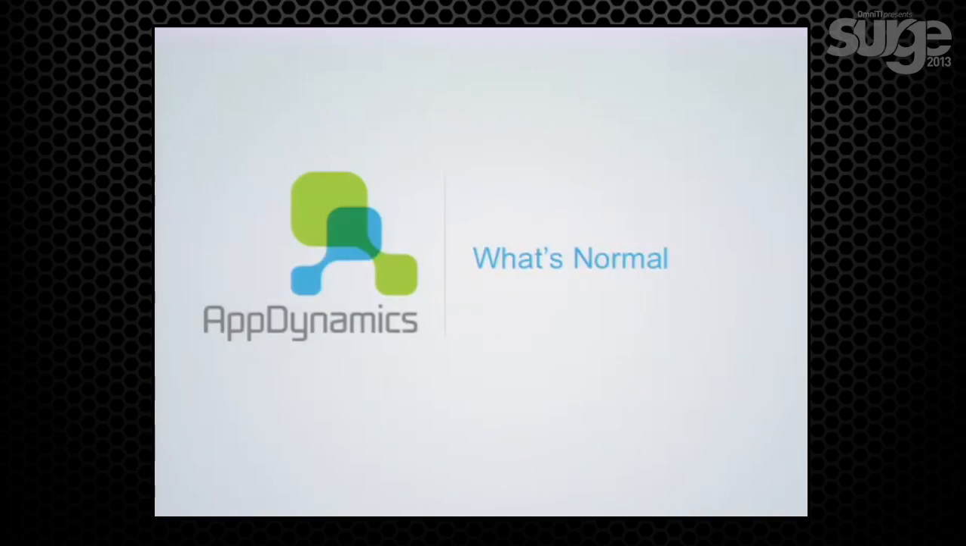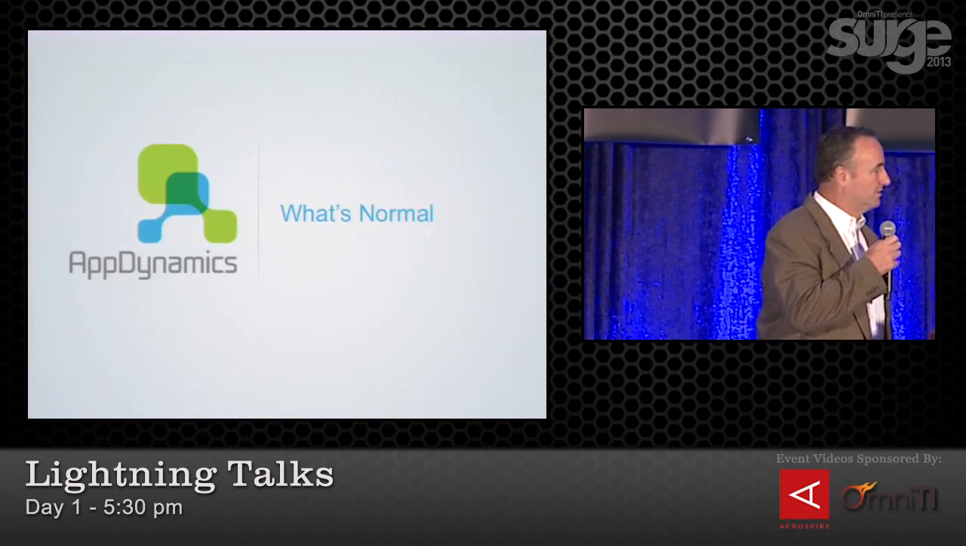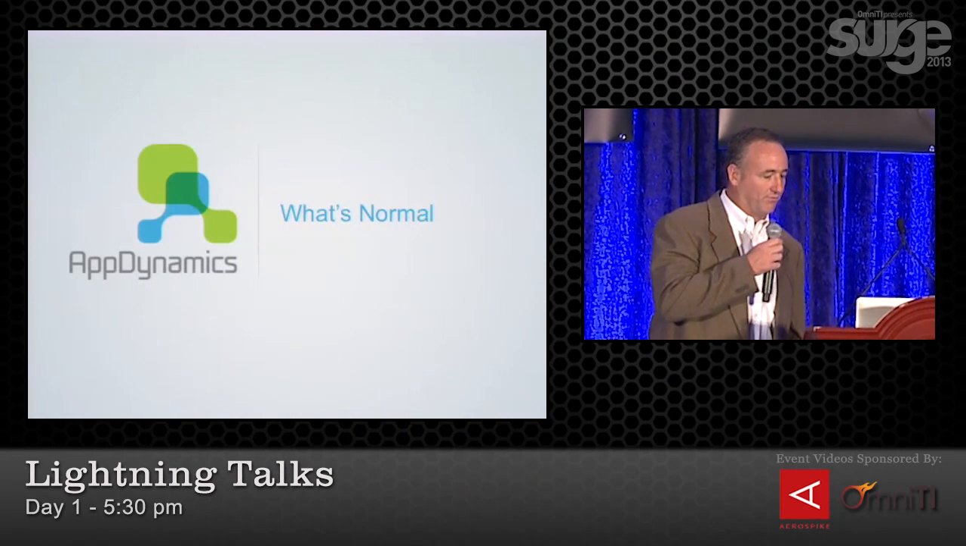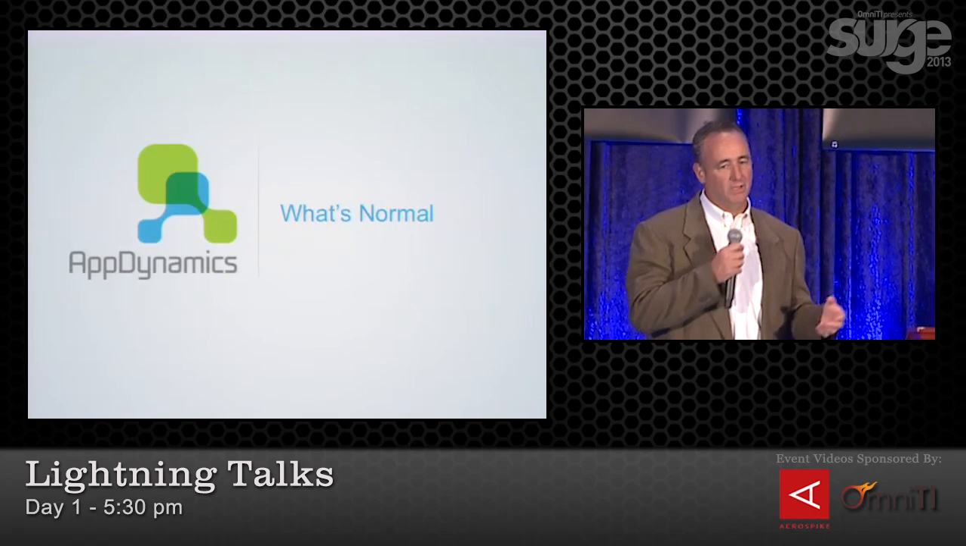Okay, it's lightning. I'm going to go really fast, but I'll keep it tight. My name's Hugh Bryan. I'm a pre-sales engineer for AppDynamics. We're the #1 largest APM enterprise solution in the marketplace, which is pretty cool for us. I want to talk to you today about what's normal.